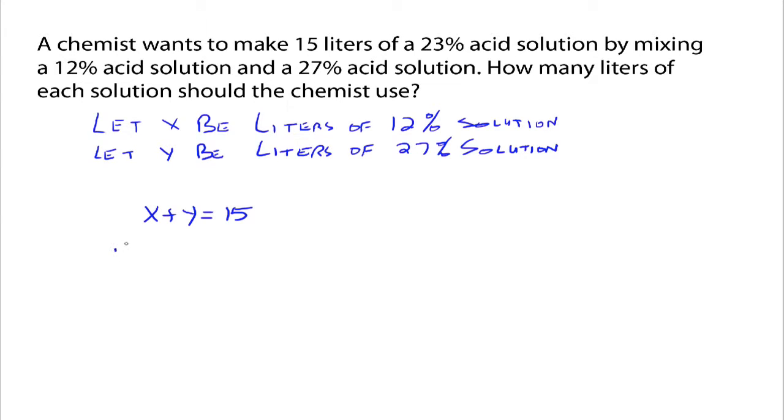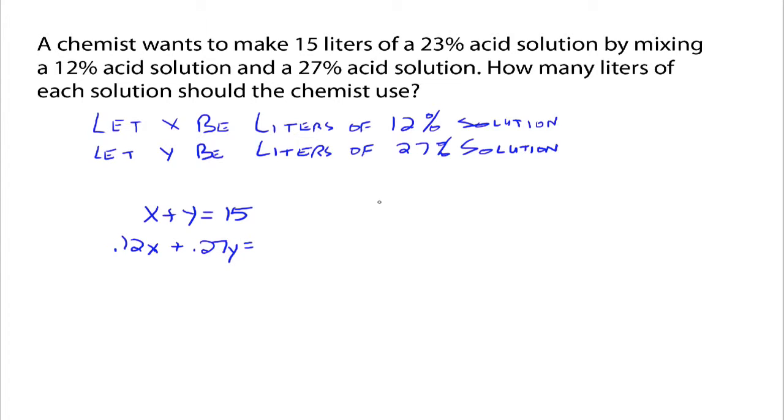So you have the percentage, change to the decimal number, so 0.12 times X, right? And then we've got the 27, so 0.27 times Y, right? So this is going to be the total of these X liters. 12% of those X liters is pure acid there, right? And of this other acid solution, 27% of the total number of liters Y is pure acid.